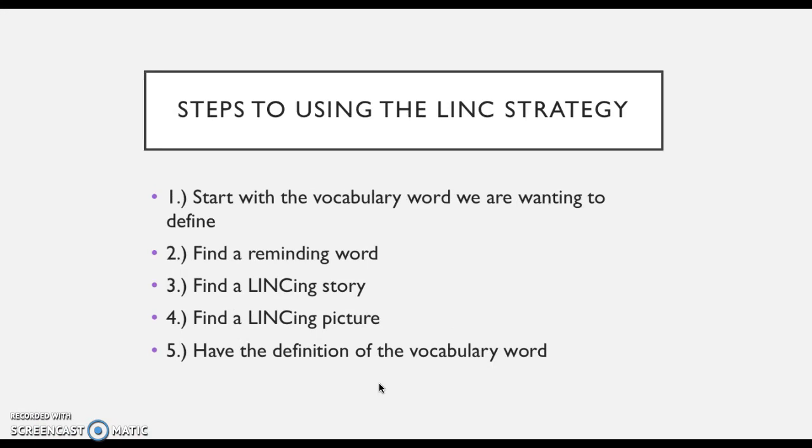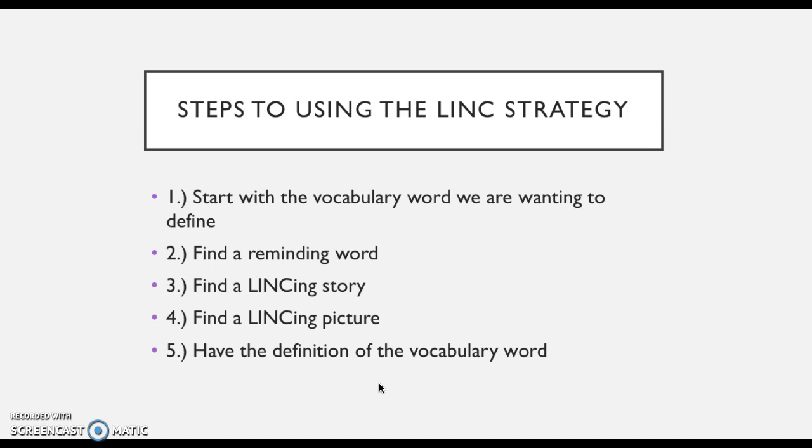So there are 5 steps to using the LINCS strategy. The first one is to start with a vocabulary word that we are wanting to define. It can either be on the spectrum of a hard word that they may not even know the meaning of at first, or an easy word to start out with, just to kind of get them used to the whole process. 2 is find a reminding word. So find a word that you can remind yourself of it.